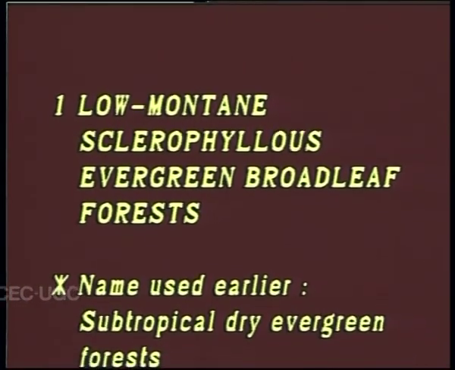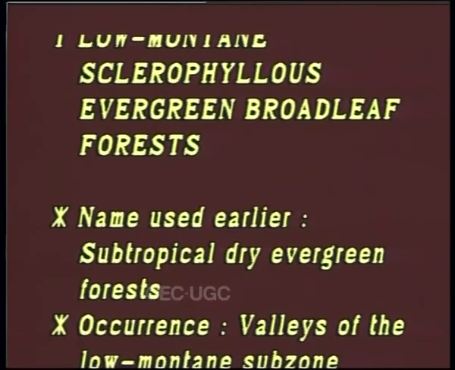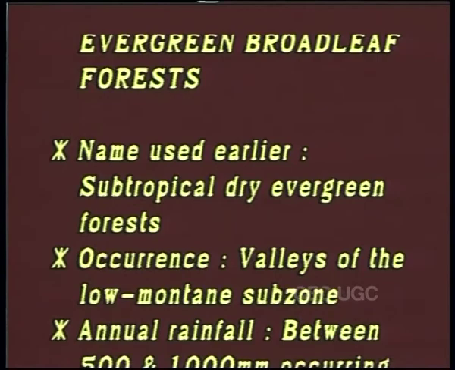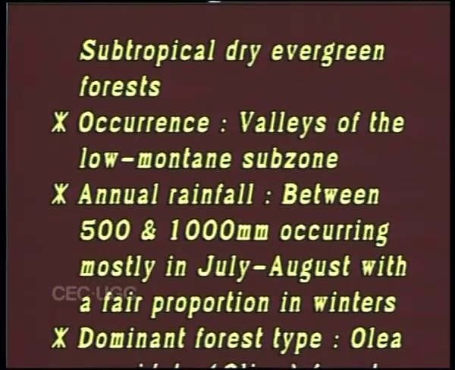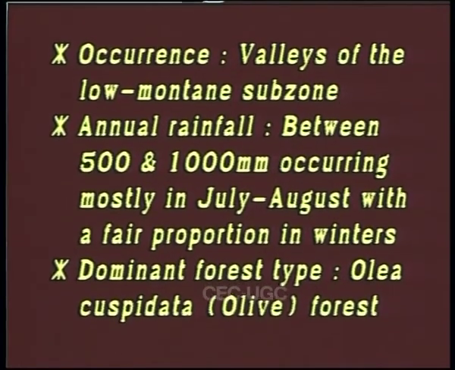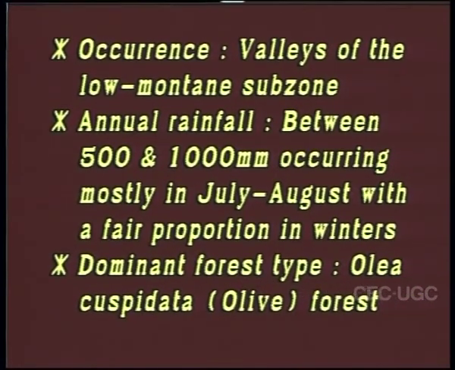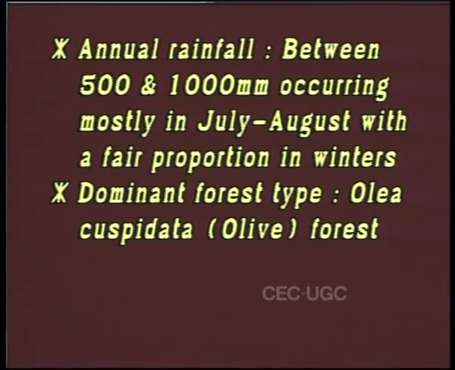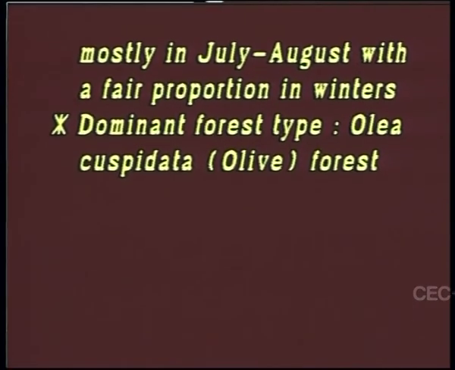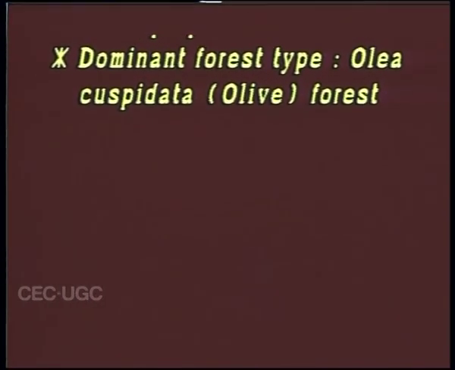Name used earlier, subtropical dry evergreen forests. Occurrence: valleys of low montane subzone. Annual rainfall between 500 and 1000 millimeters, occurring mostly in July-August with a fair proportion in winters. Dominant forest type: Olea cuspidata, olive forest.